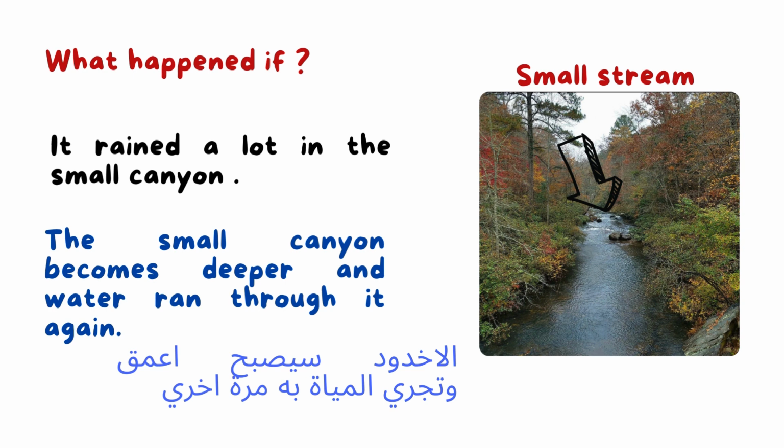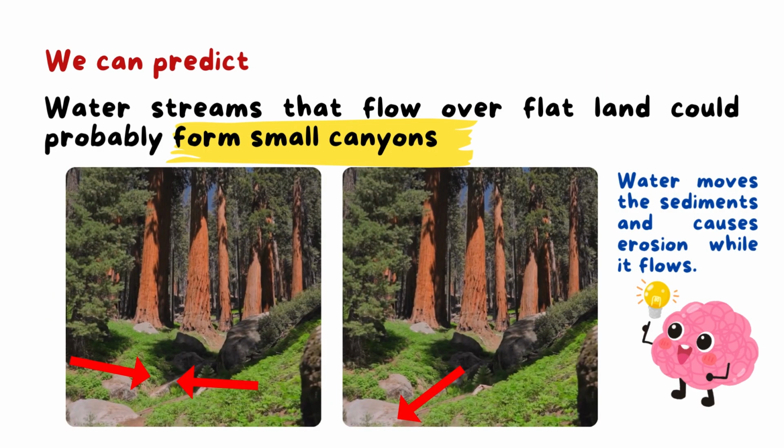As we know and understand this information about the formation of a canyon, that it is caused by flowing water that erodes the sides, and that if it rained, the small canyon becomes deeper, we can predict the future. As water continues flowing in this canyon, it will make it deeper and deeper. So we can know what will happen in the future.